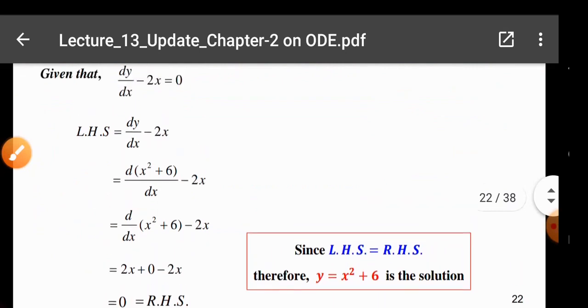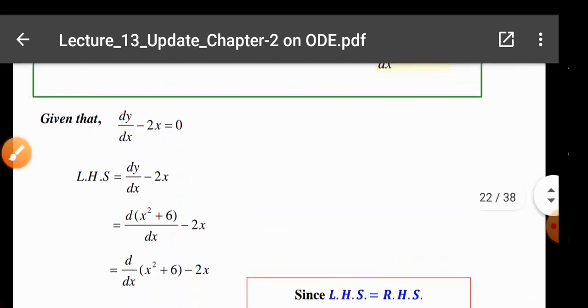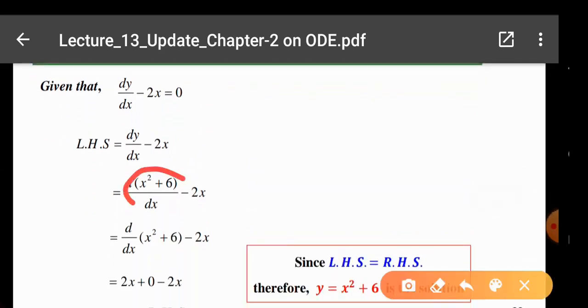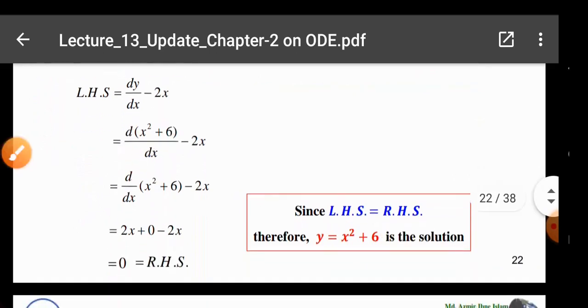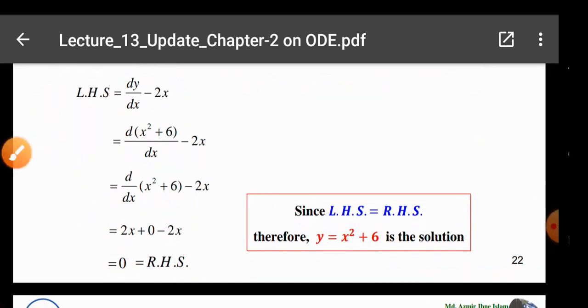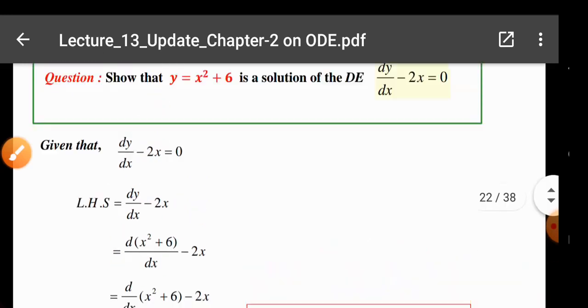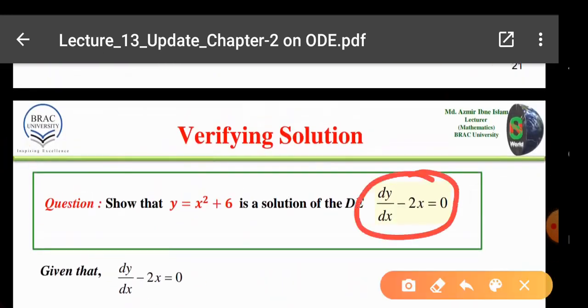You can see, the left side of the differential equation is dy dx negative 2x, and now if we input y equal to x square plus 6, then the derivative of x squared is 2x and the derivative of any constant is 0. So 2x negative 2x is becoming 0. That means, since the left side and right side are equal for y equal to x square plus 6, this is the solution of this differential equation.